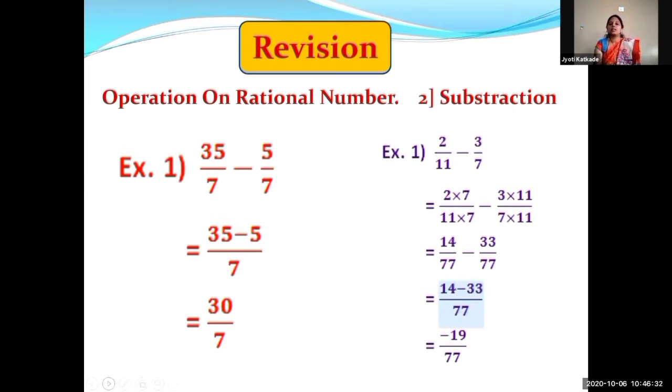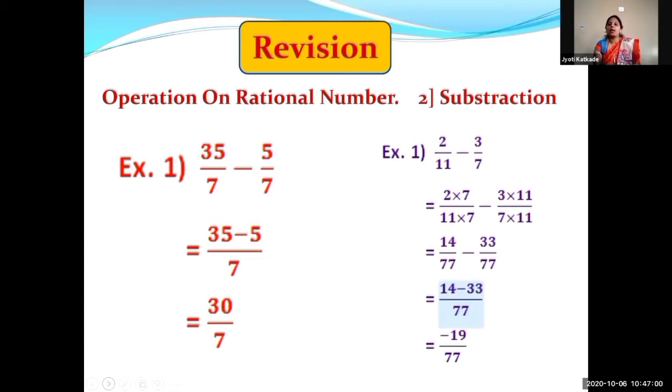Now see the next example, 2 upon 11 minus 3 upon 7. Now here the denominator is different, that is 11 and 7. Now take the LCM. Here 11 and 7 are prime numbers. And when we take the LCM of prime numbers, multiply both values, 11 7s are 77. Now the LCM is 77.